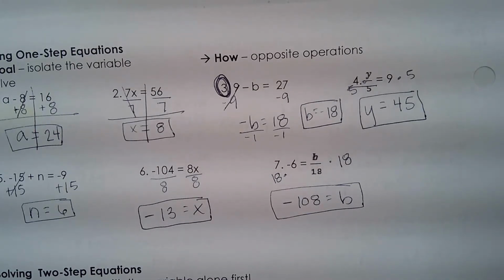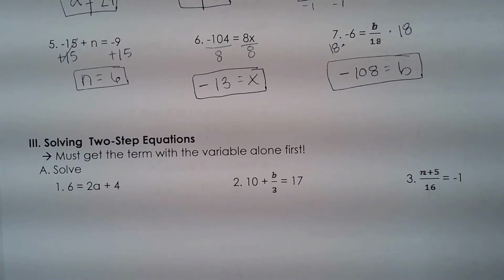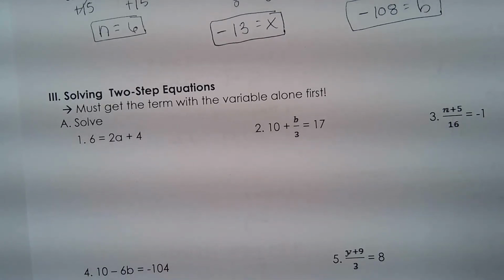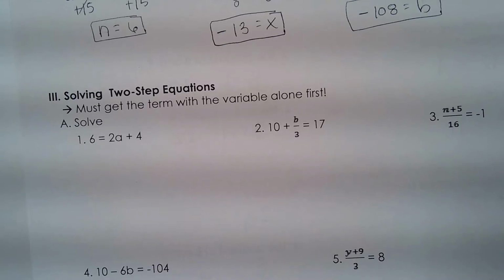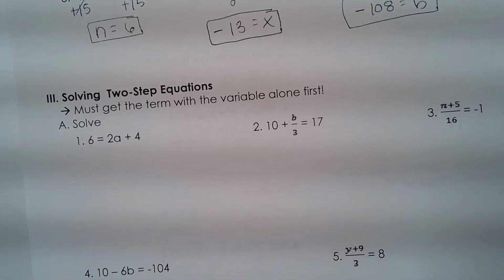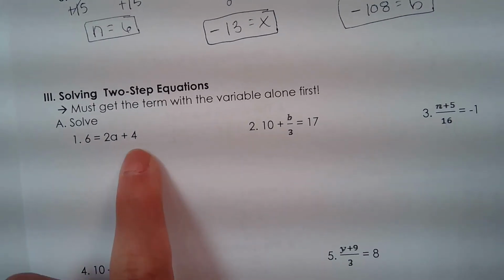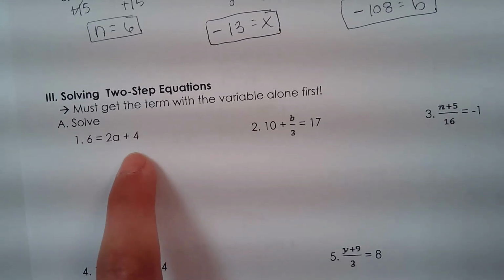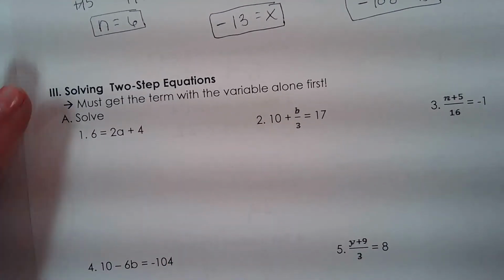Alrighty, so moving on to the second section. These are 2 steps, so it's just got a little bit more going on. So if we're looking at the first one, you've got to get your variable term by itself first before you can start to isolate your variable like you were doing before. So we want to figure out what a is. So what do we need to move first? So it's not even touching a that we need to move. The 4. So if it's plus 4, how are we going to move it to the other side? Minus 4.